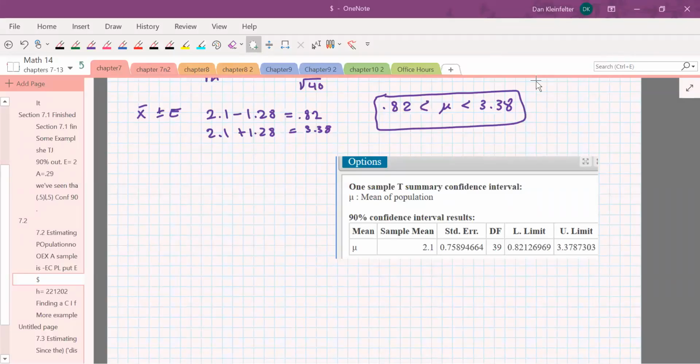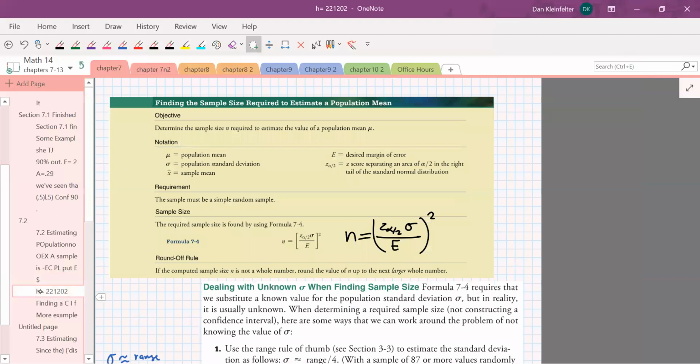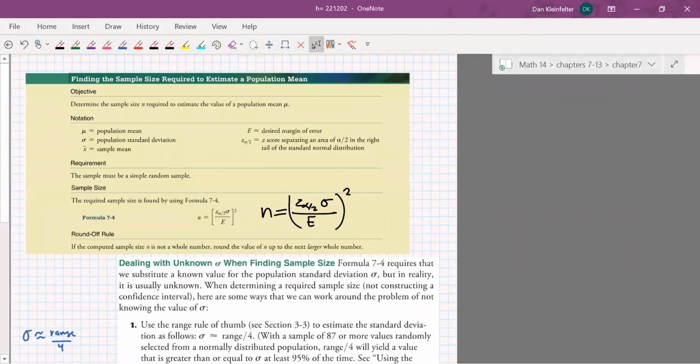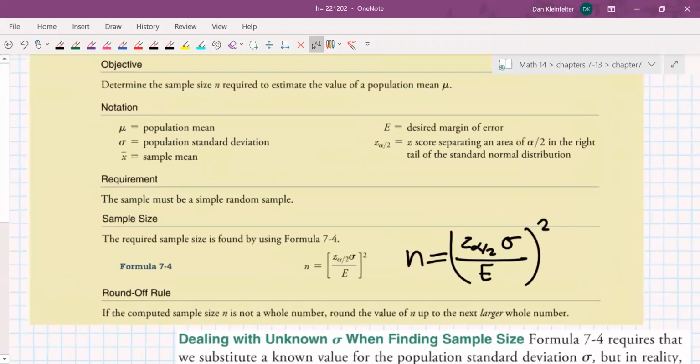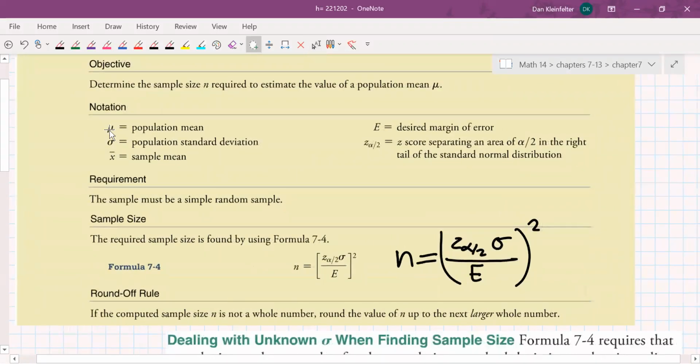All right, so one of the other activities we had done in 7.1 was sample size, coming up with the size of a sample in order to estimate the proportion to a desired level of confidence and margin of error. We're going to do the same thing for the mean. So we're not going to derive the formula for this, we're just going to be given it. So the formula goes like this. Mu is the population mean, sigma is the population standard deviation, x bar the sample mean.